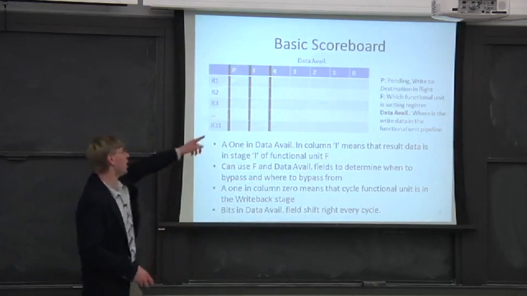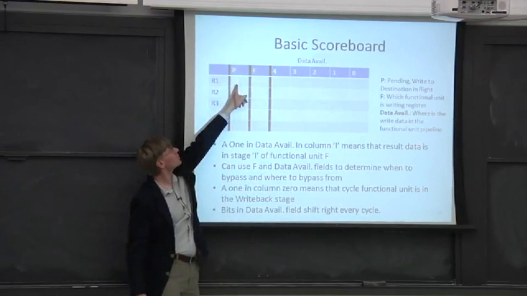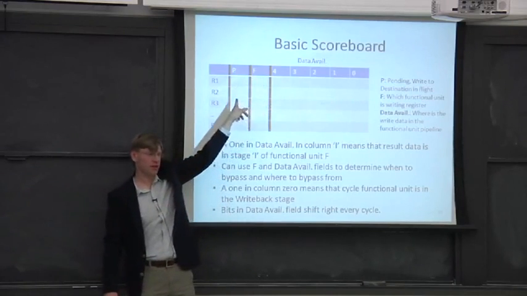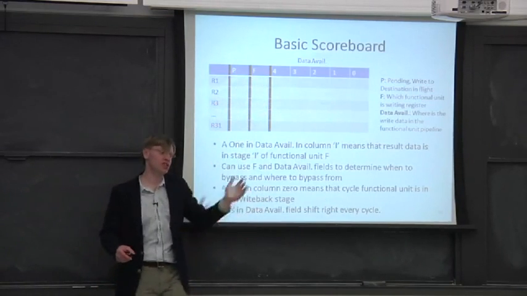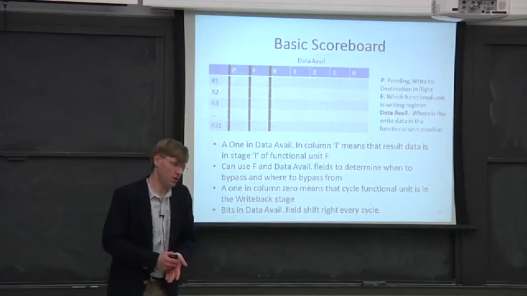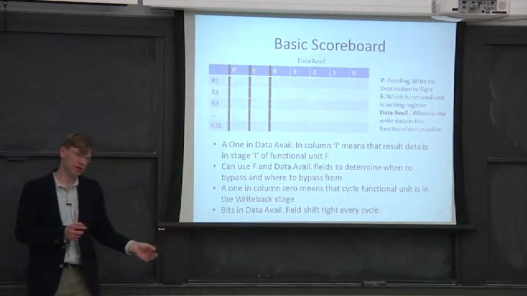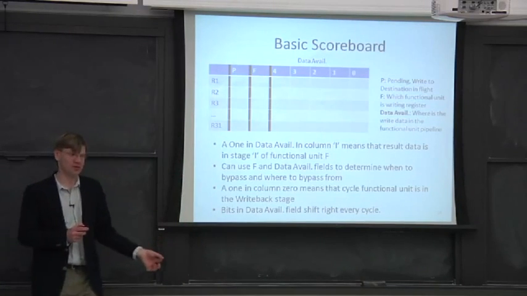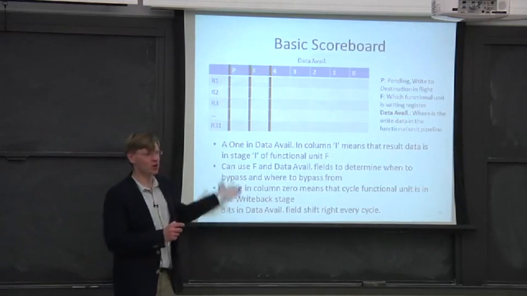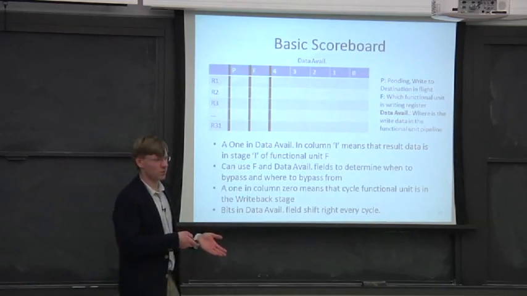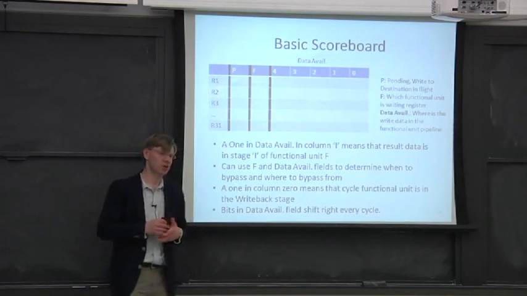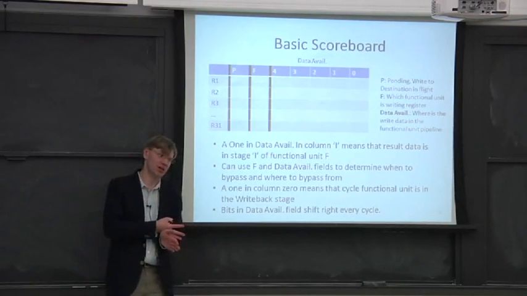That's a very important question. What's going to happen is you're going to fill in, with this functional unit, the newest instruction that gets issued to that location, because from a bypassing perspective, that's all you need to know. You don't need to know something that was older in program order from a bypassing perspective. We only need to bypass the newest value.